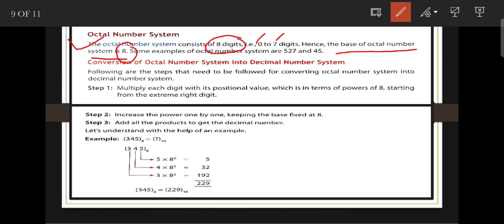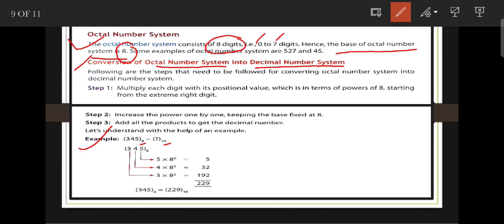And now, conversion of octal number system into decimal number system. This is the example 345. 345 is an octal number because here you can see the base is 8. We need to convert this octal number into the decimal number system. We can easily identify this because here you can see the base is 10.